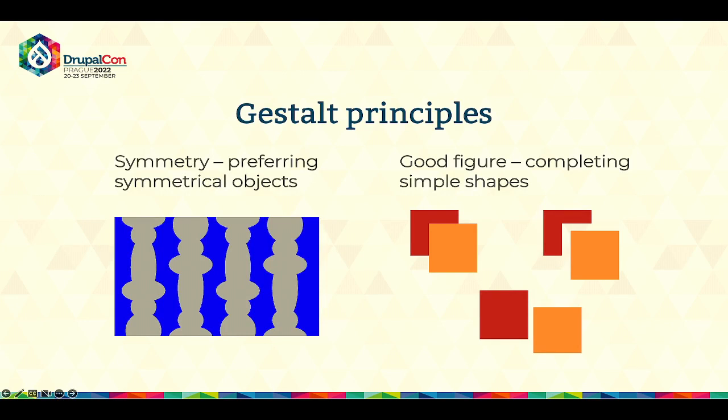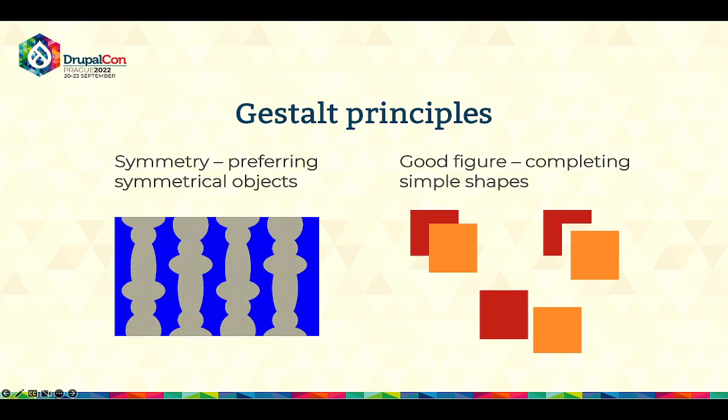Then another principle is the principle of symmetry. So we prefer to see symmetrical objects. Where we have the image with blue and gray, we tend to see those gray things as the things that are drawn there, and that blue thing as a background because of the symmetry and asymmetry.